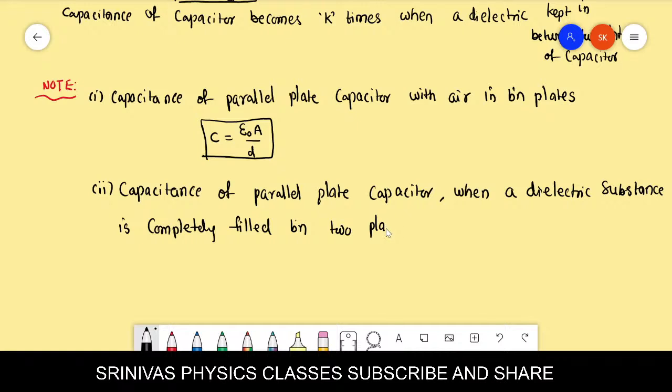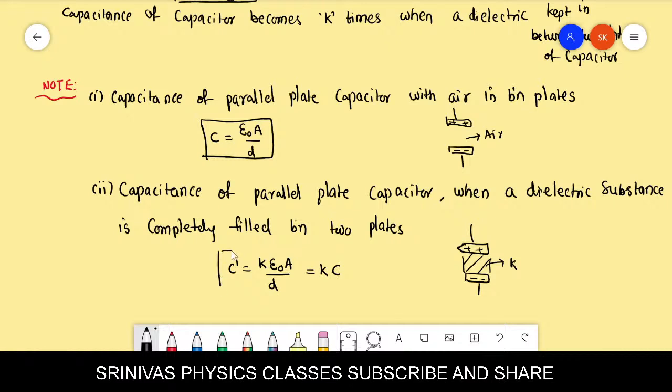If the dielectric is completely filled between the two plates, here there is no dielectric, this is the positive plate and this is the negative plate, here air is there. Here I am introducing some dielectric between the positive and negative plates. Then the capacitance formula, we can consider as C dash, is K epsilon naught A by D, where epsilon naught A by D is the capacitance with air. That means the capacitance becomes K times, right?